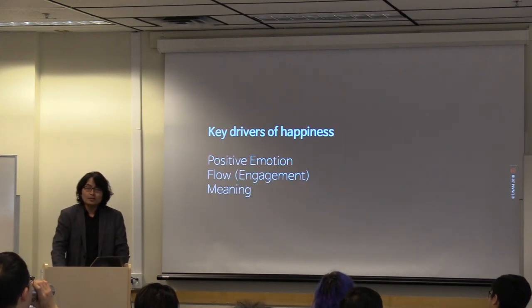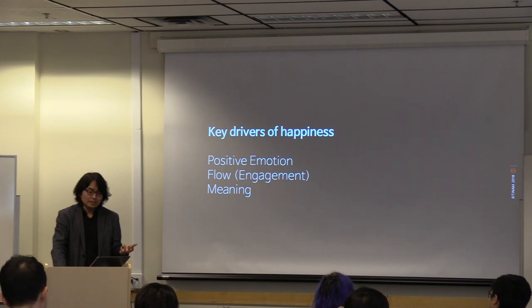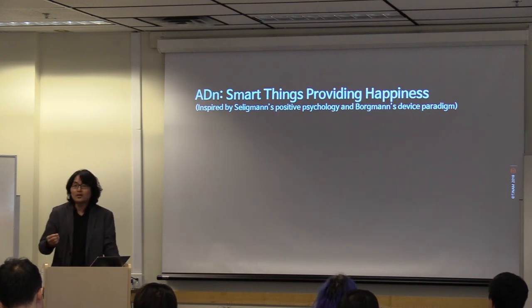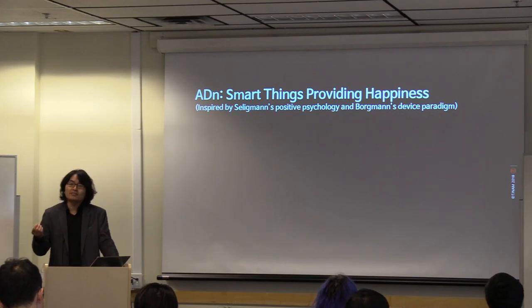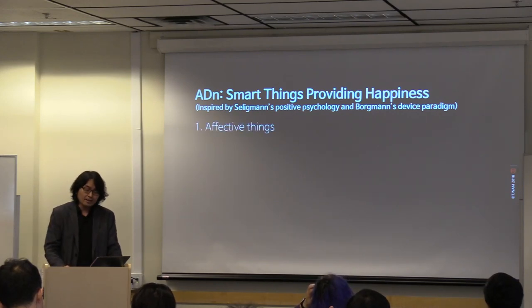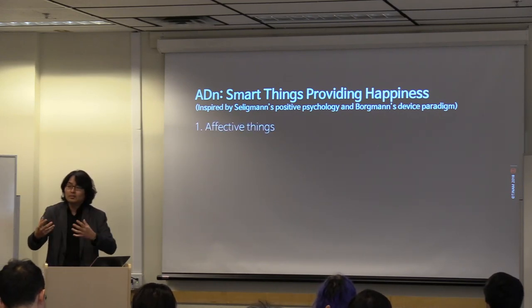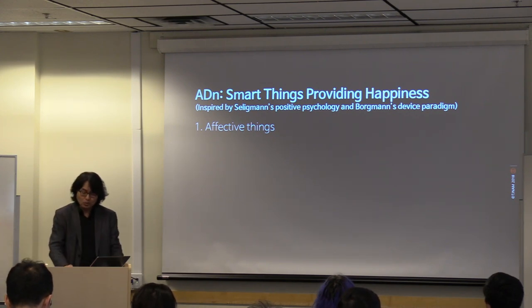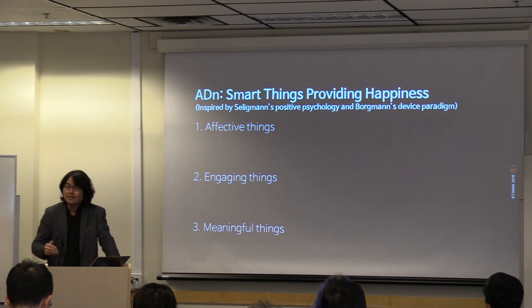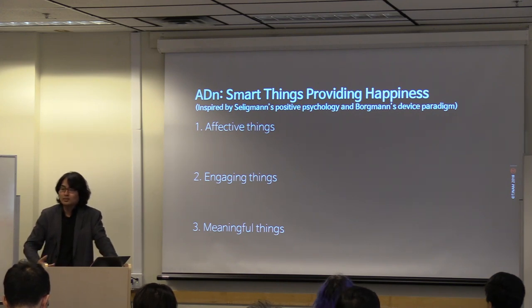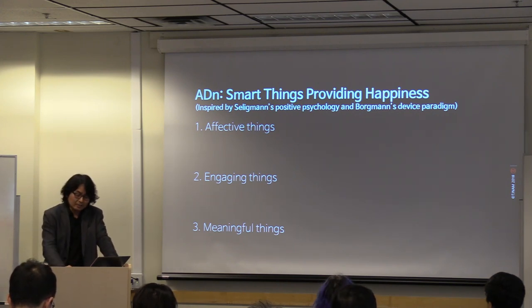So the key drivers for happiness in his theory are three things: positive emotion, flow or engagement, and meaning. That's why I was thinking about what those artifacts are. The product prototypes that we produce are categorized into these three things. I can introduce some of the work that we did with our students on these.